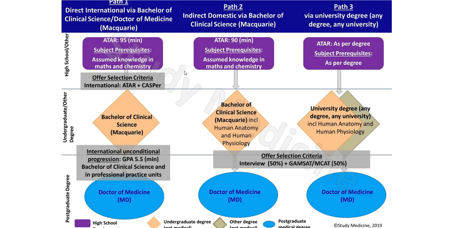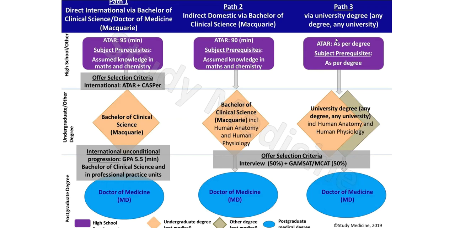So here are the three paths to medicine at Macquarie University, and we can see here why they differ. So as I said before, Path 1 is the direct international student path to medicine via the Bachelor of Clinical Science. This is a very different path compared to Path 2, which is for domestic students, which is known as the indirect path, and I'll go through the details of why that is the case in a moment. And of course, Path 3 if you have a previous university degree.